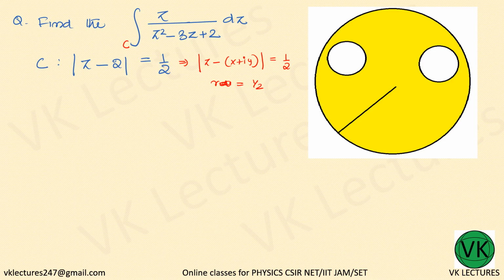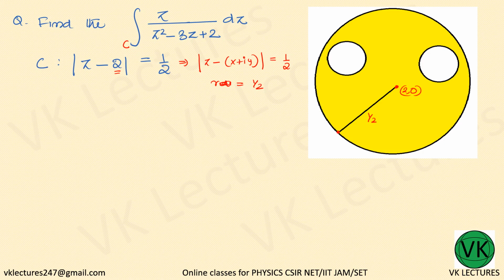Now what are this x and y here? Here z minus 2, so there is no complex term, so y is 0, so x is 2. So somewhere here we have (2, 0) as the center, and the radius, what we know from the center to this point, is half.